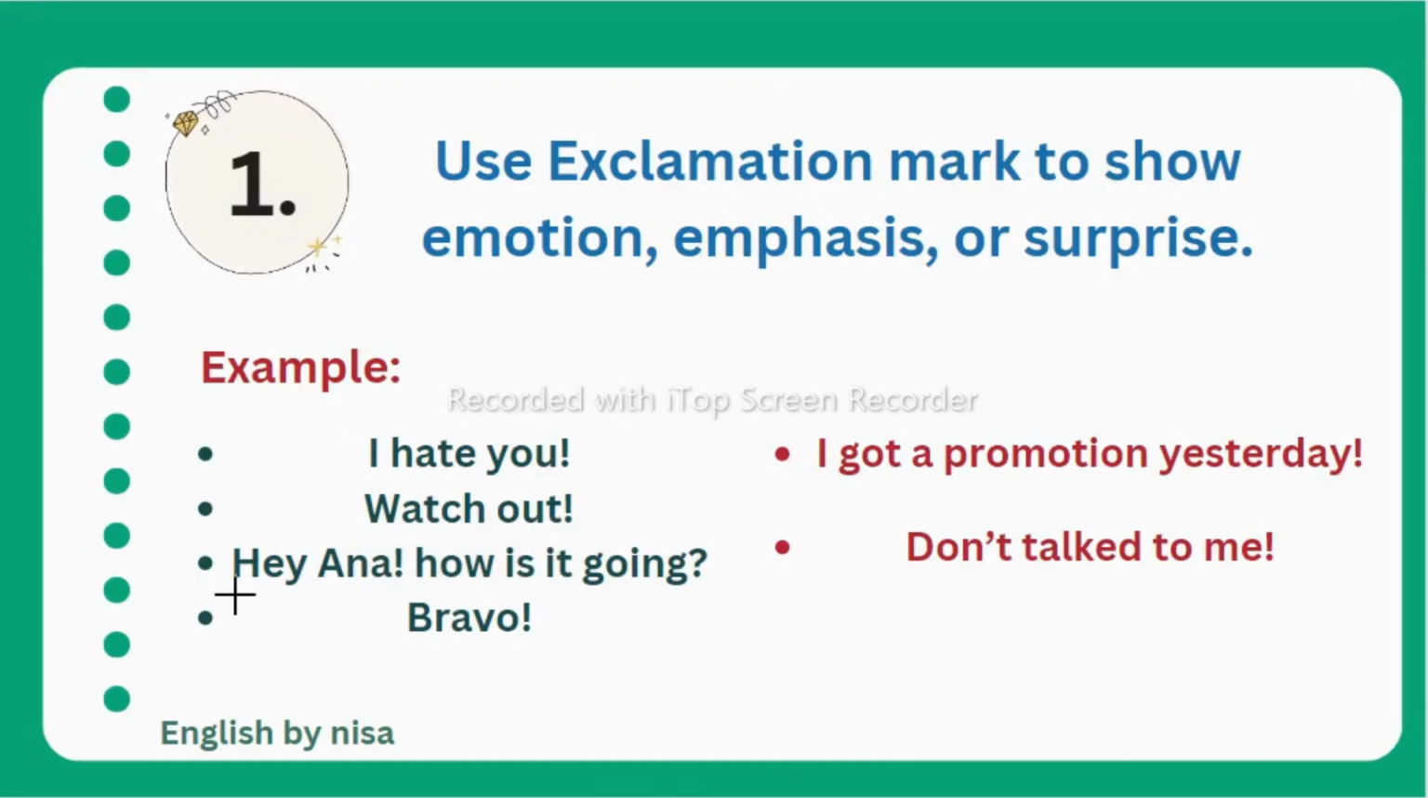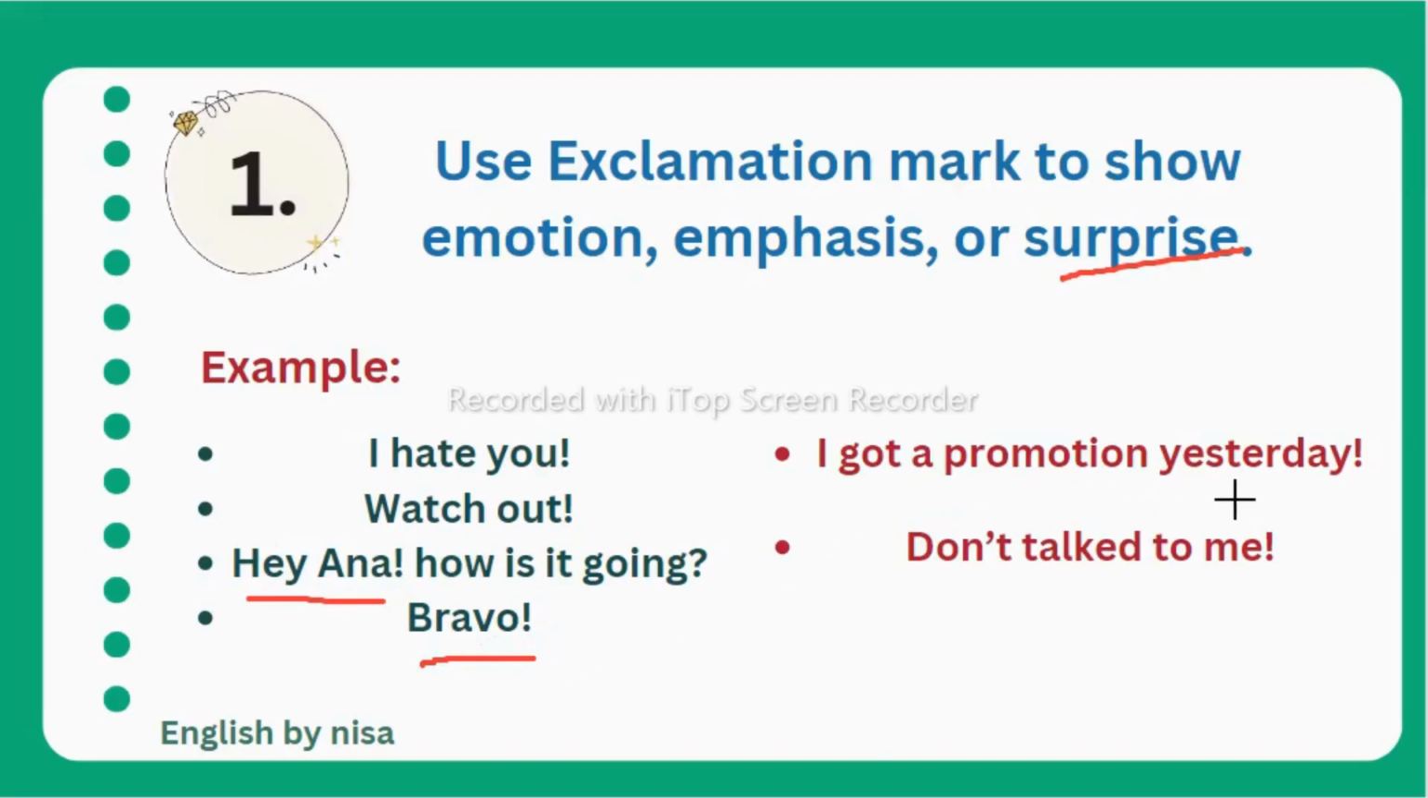Let's see another one. "Hey Anna, how's it going!" Why have we put an exclamation mark here? Because you are saying that person's name in surprise, since you are surprised to see that person after a long time. And "Bravo!" Here too you are excited by seeing something, so you put an exclamation mark.